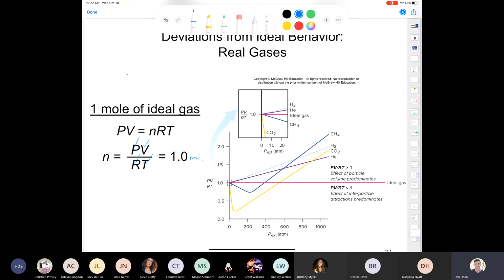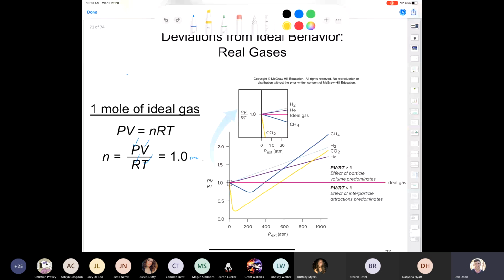Now, what you can see from this zoomed in portion right here is that on the y-axis, we have PV is equal to nRT, and they've highlighted 1. This would be perfect ideal gas behavior. You can see that all of these gases that are plotted, methane, hydrogen, carbon dioxide, and helium, none of them follow that line exactly, and we're going to explain why that is. But first, I want to draw your attention to the zoomed in part, okay? You can see it's really small, okay?